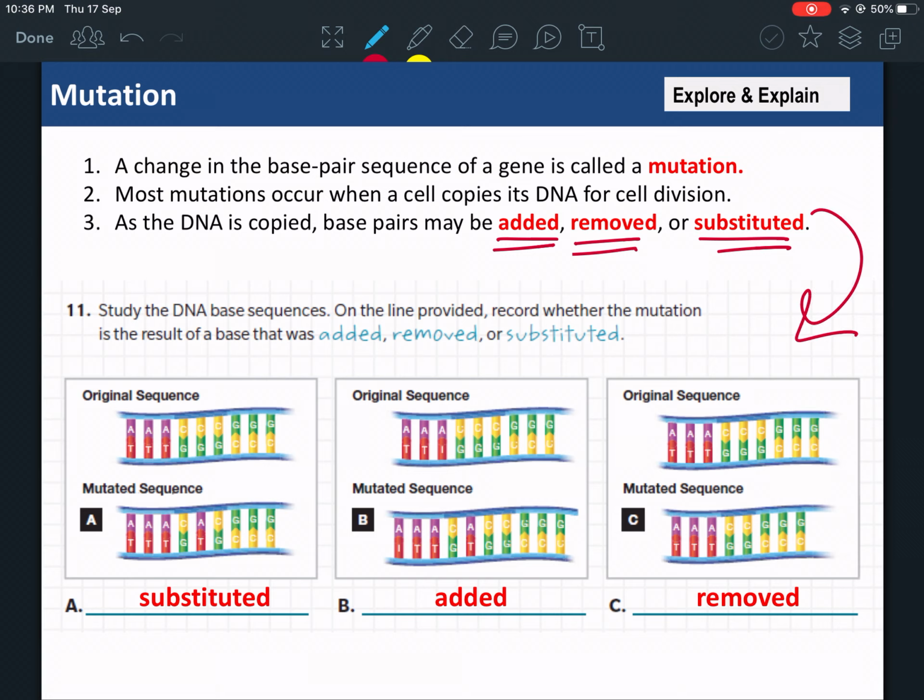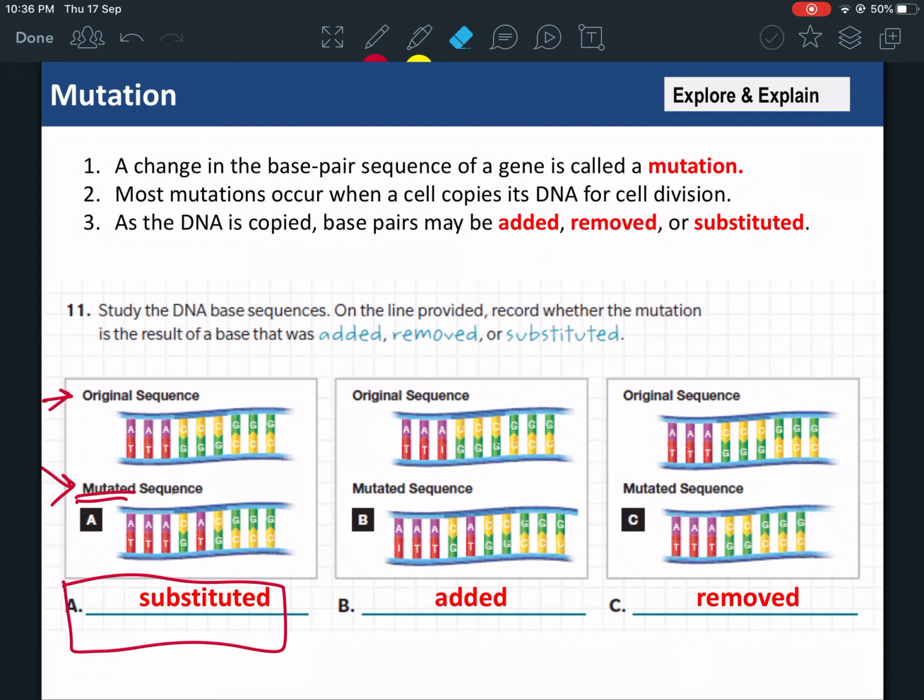So this is the original sequence. Sometimes something wrong happened when it's being copied, and then it becomes mutated. That means something wrong happening with it. So A is substituted, which is substitution happening here. Let's look at it properly. Why is this substitution? Substitution means something substitutes something else, comes in its place.